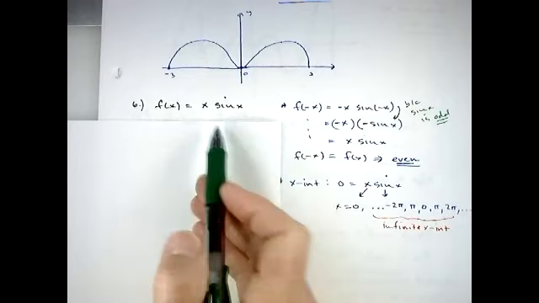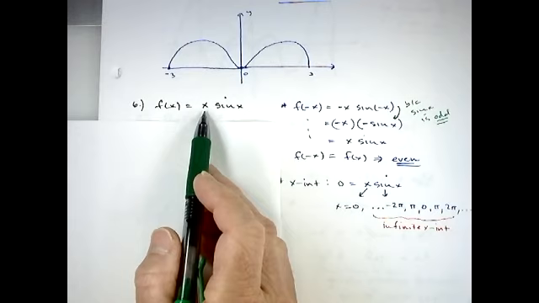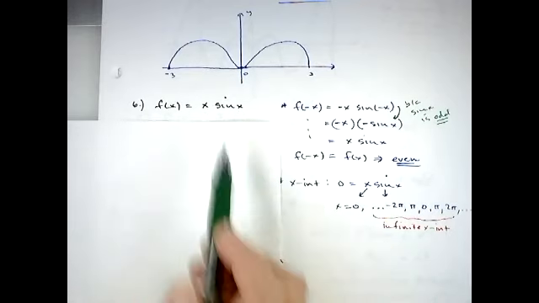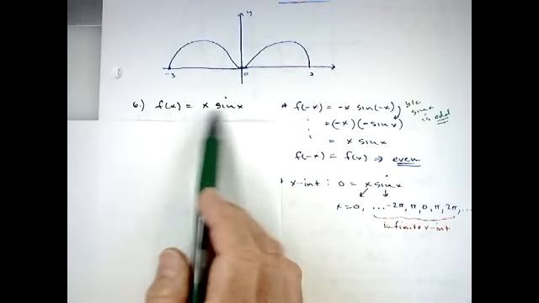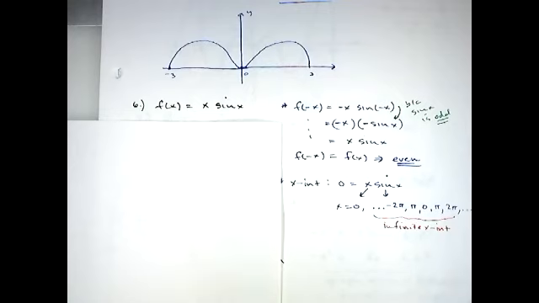I didn't do the domain, but let's just talk about it. For this function, you can plug in anything you want for x, and we know with the sine function you can take the sine of anything. So the domain of this function is negative infinity to positive infinity. We don't have any restrictions on what we can plug in.